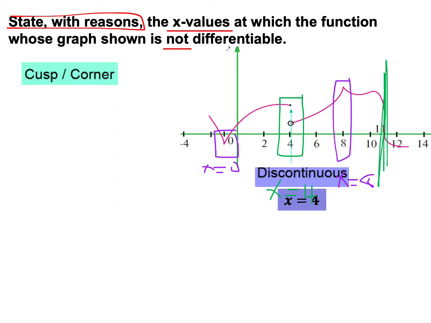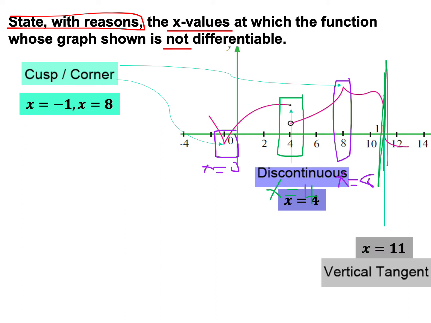And cusp and corner are available at x equals 0 and x equals 8. Vertical tangent at x equals 11. So this is how to study differentiability if we have a graph.